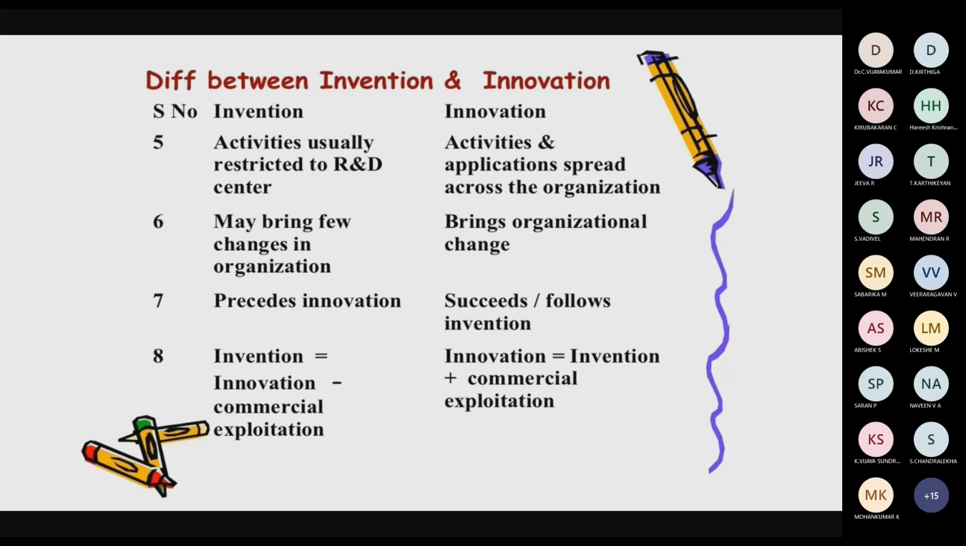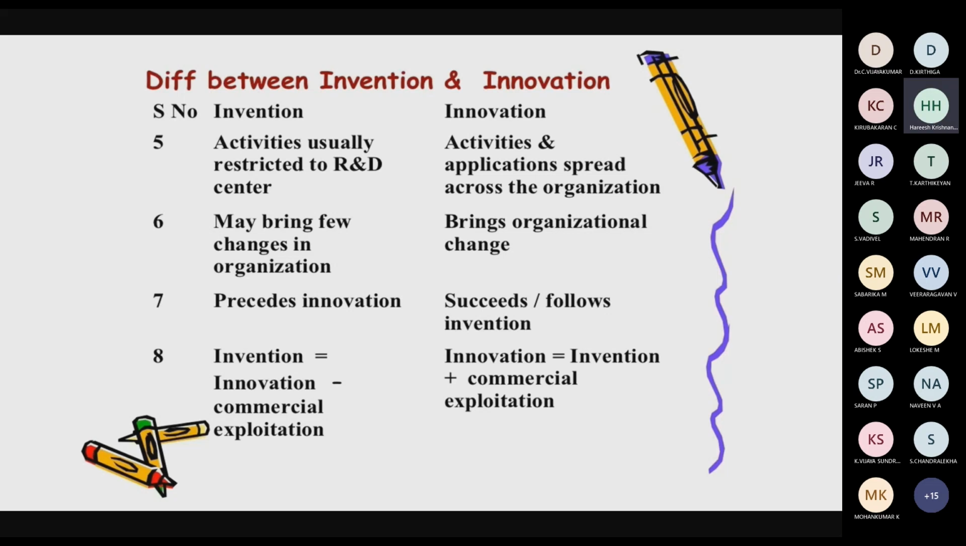In the case of invention, it will proceed with some changes in the organization, but most of the time it will not happen. But in the case of innovation, the organizational change will happen according to which product or which process we are launching in the current innovation time period. According to that, the organization will change all its parts.